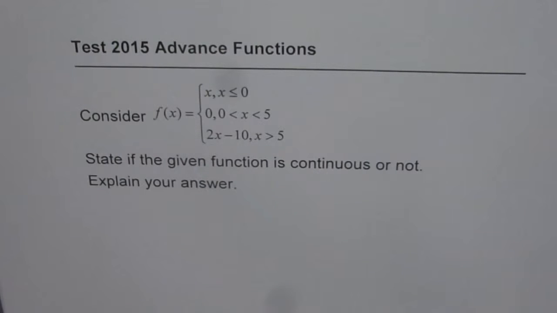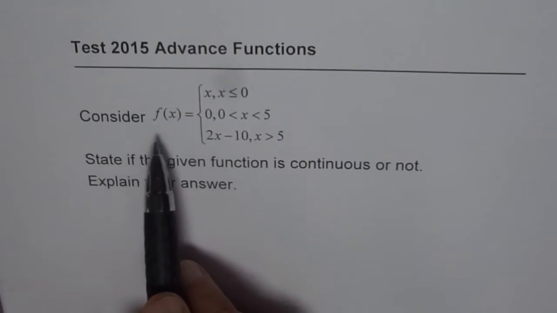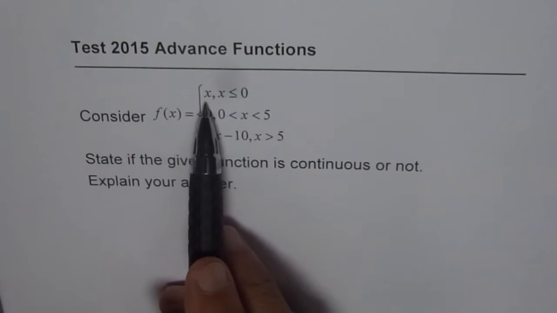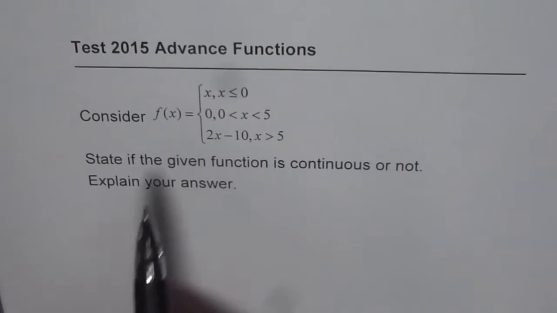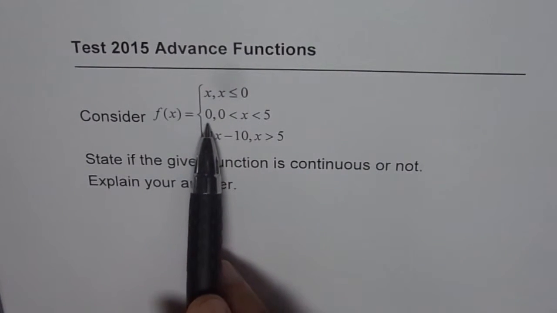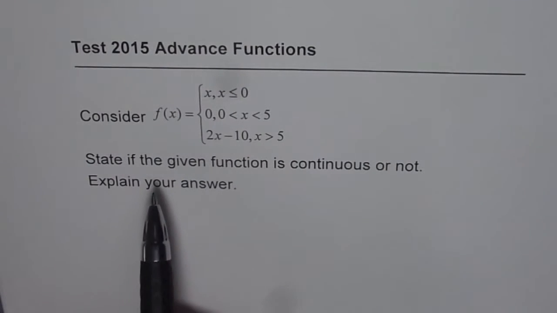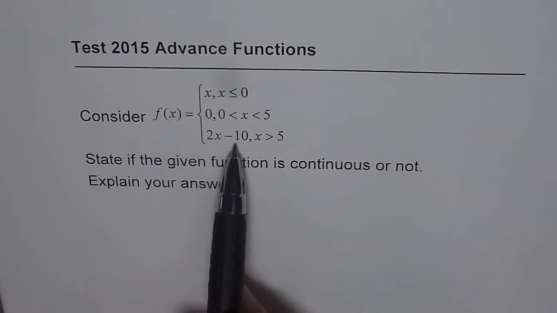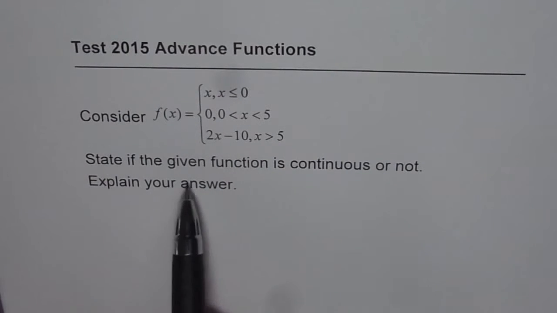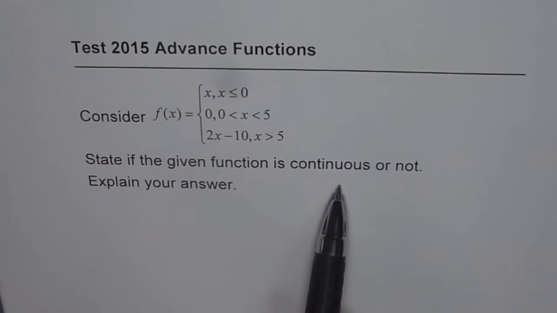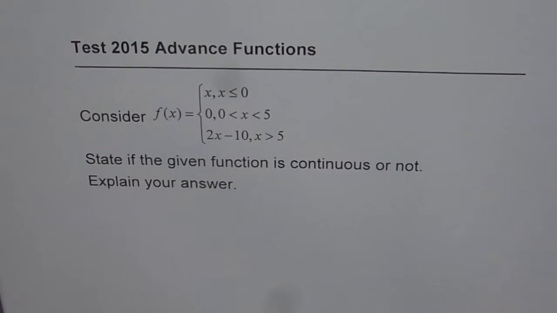The question here is, consider f of x equals x when x is less than or equal to 0. It is equal to 0 when x is between 0 and 5, and is 2x minus 10 when x is greater than 5. State if the given function is continuous or not. Explain your answer. So I'd like you to pause the video, answer the question, and then look into my suggestion.